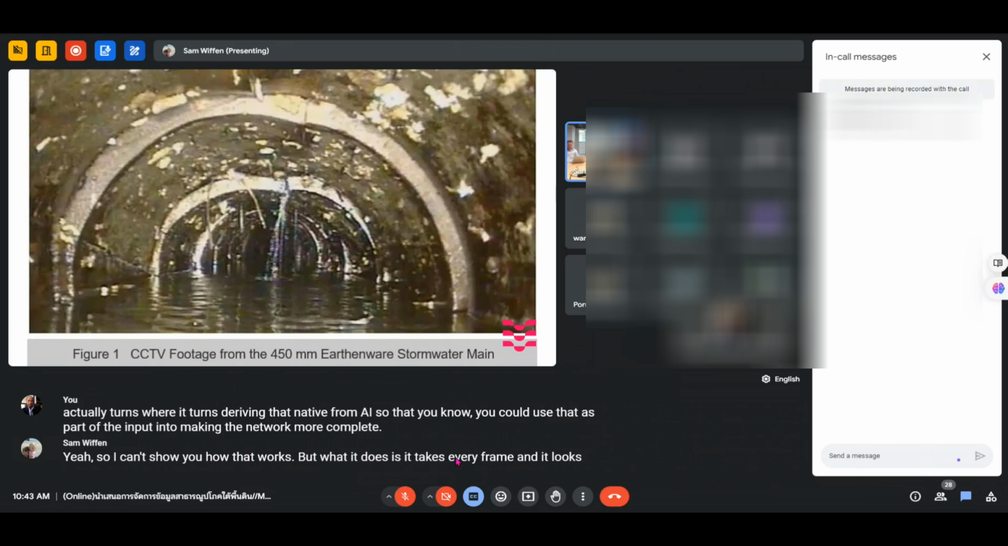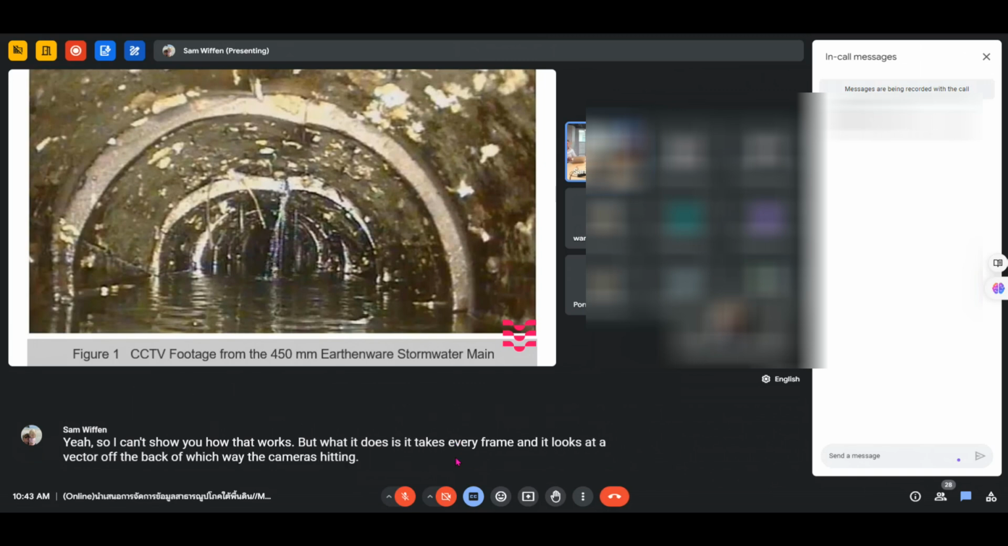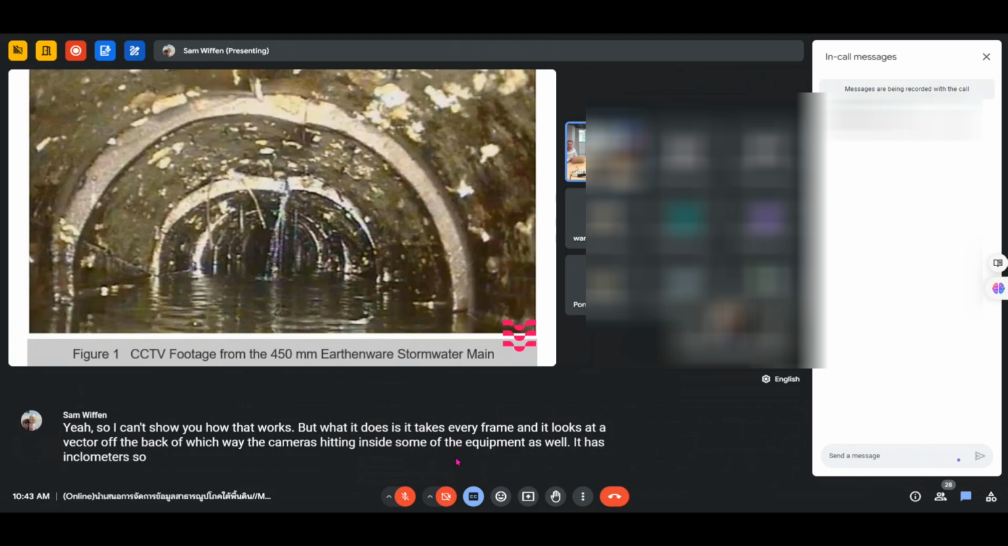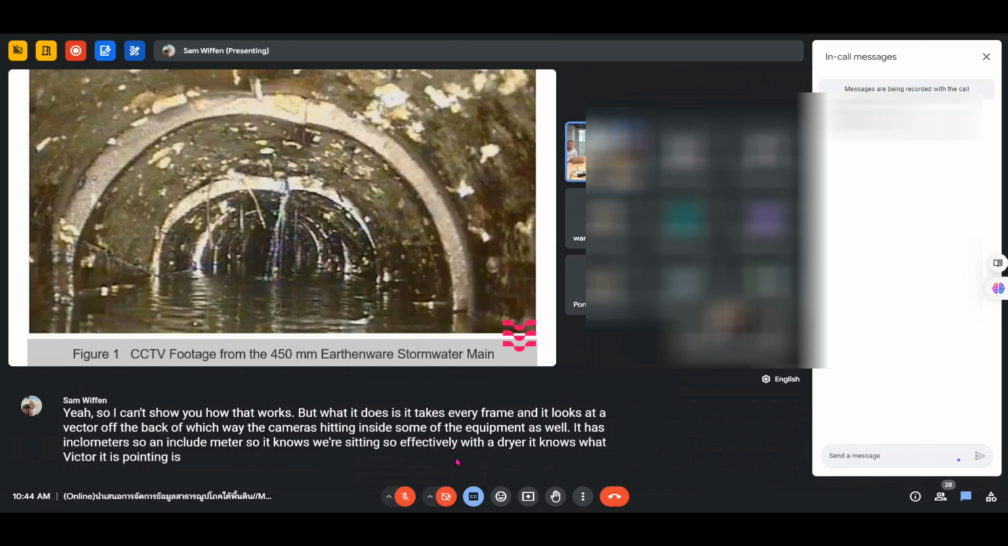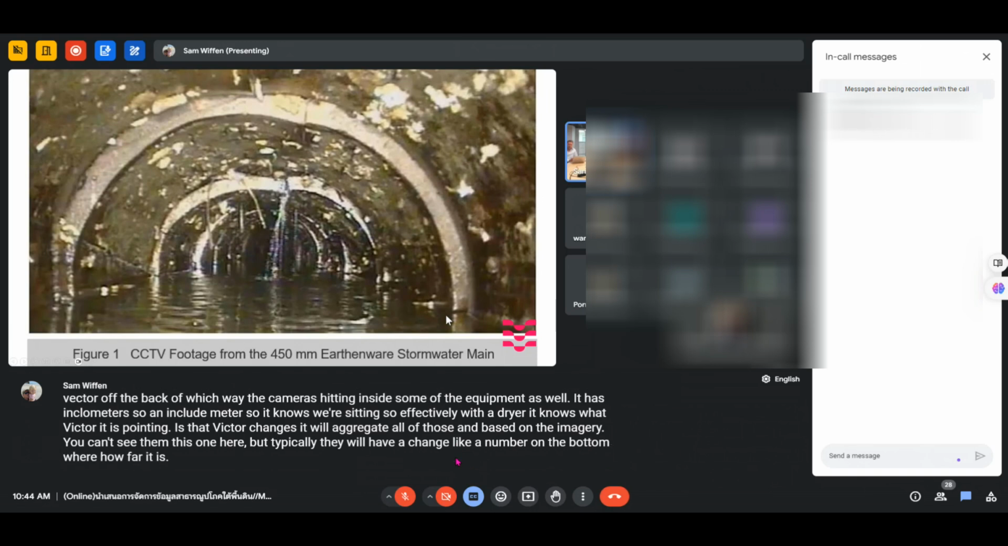and it looks at a vector off the back of which way the camera's heading. Inside some of the equipment as well, it has inclinometers, so it knows where it's sitting. So effectively with a gyro, it knows what vector it is pointing. As that vector changes, it will aggregate all of those, and based on the imagery, you can't see it in this one here, but typically they will have a chainage, like a number on the bottom showing how far it is from a particular chamber, and it uses that to correlate into the 3D line strings.